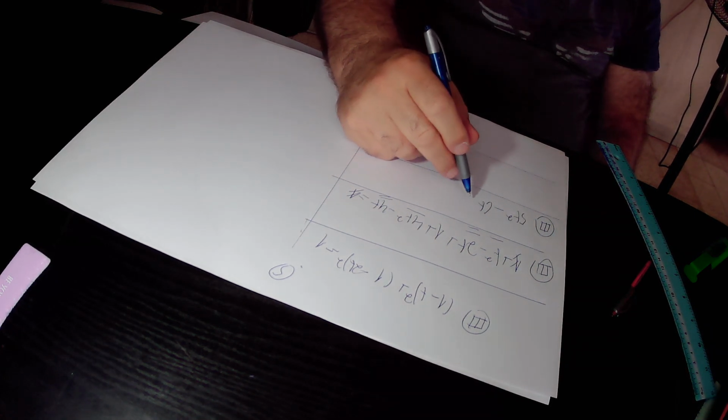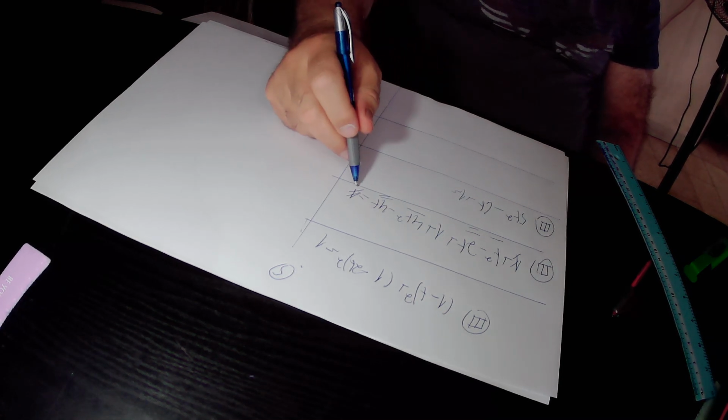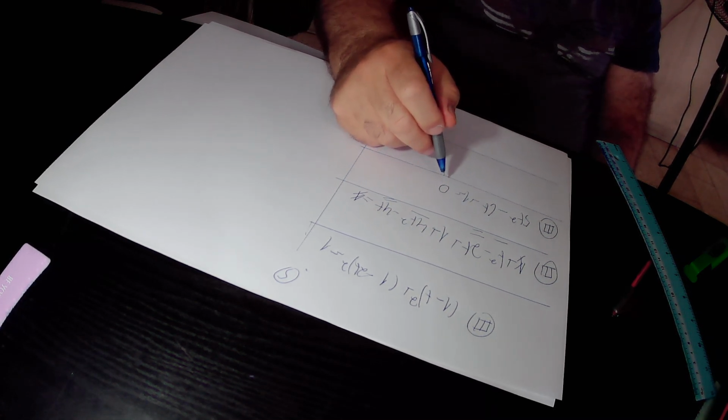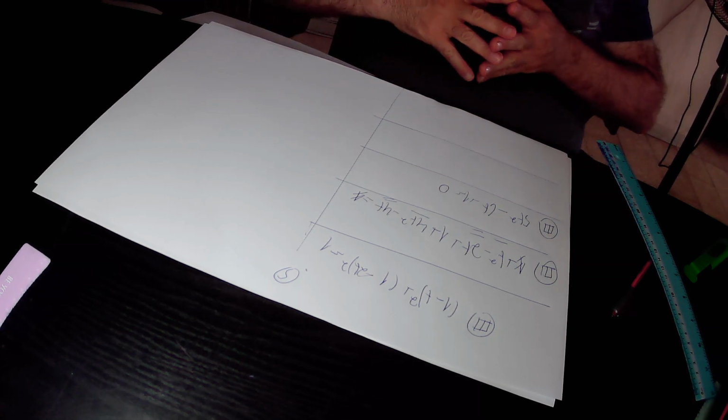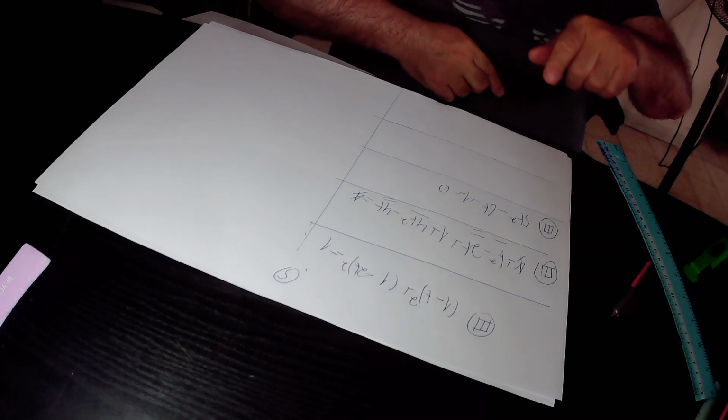So here plus 1 equals to 0. So we found out that according to equation 3, 5t squared minus 6t plus 1 equals to 0.